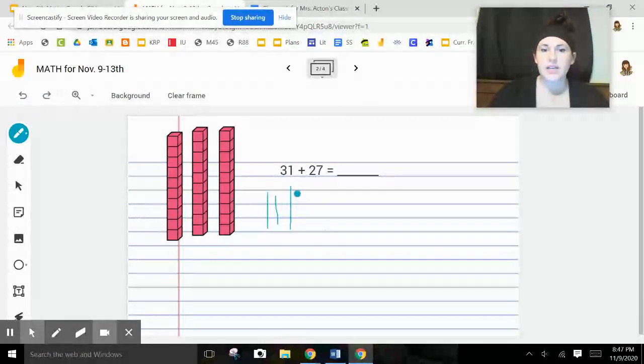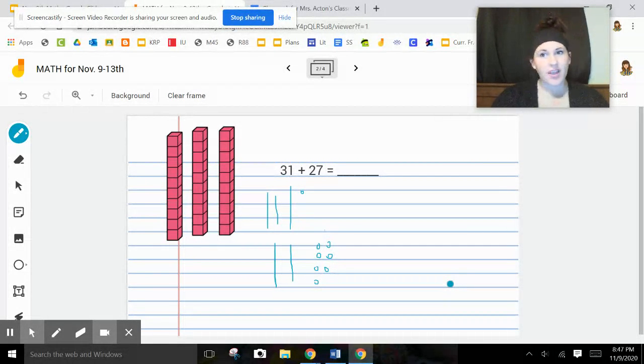So 30 and then 1, I would just make a dot. So there's my number 31. Then I have my number 27, 2 ten sticks and 7 ones. The ones are a little bit harder on Jamboard. That's okay. And then I do what I did yesterday. I add them all up.